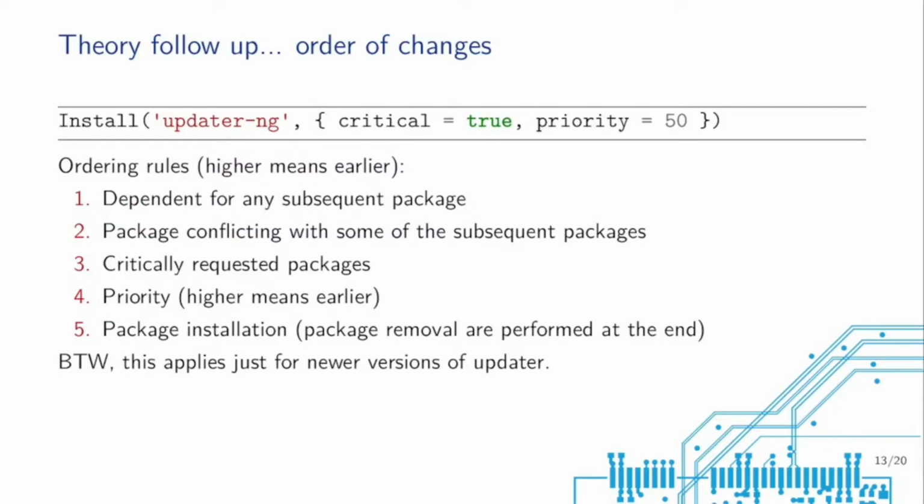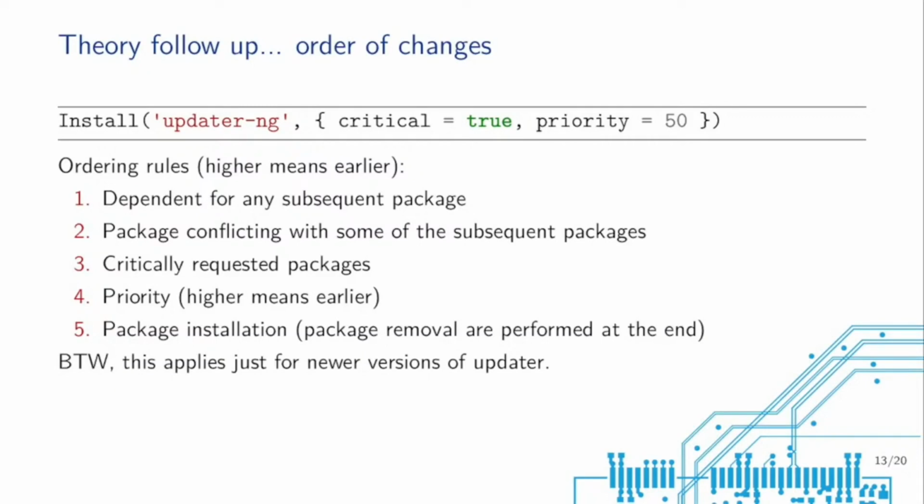The third is that critical packages are preferred. So if a package is requested critically, then it gets bumped up and installed earlier. Then priority is used. Higher priority means earlier installation, and the last one is that we first install all packages and then we remove them all. This, of course, primarily applies only to the new updater, and the older one had these rules a little bit the same, but sometimes it did not follow them exactly, which created another set of problems I don't want to go into here.